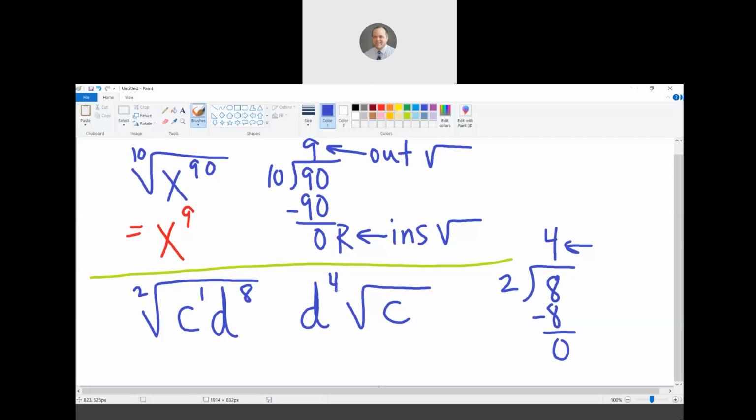Are there any questions here on campus before we look at some more radicals to simplify?